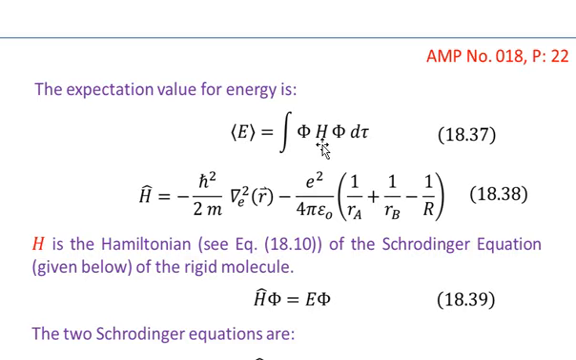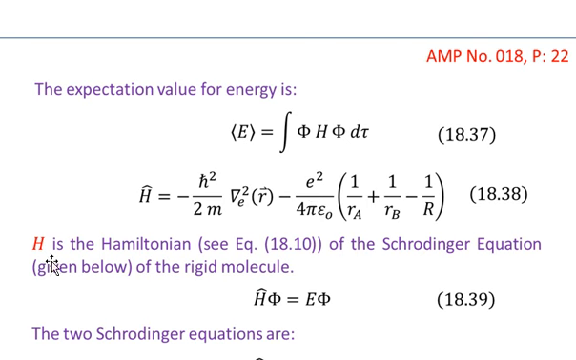So you can put phi hat, more precisely H hat, over here in equation number 37, where H hat has been defined in equation number 38. So H hat is equal to minus h bar square over 2m, where small m is the mass of the electron, multiplied by the del square, which is the del operator keeping information about the electron, and it is a function of r, where r is the position vector of the electron with respect to the center of mass. Then I have the potential energy term, which is minus e square over 4 pi epsilon naught into, within the parentheses, 1 over RA plus 1 over RB minus 1 over R.